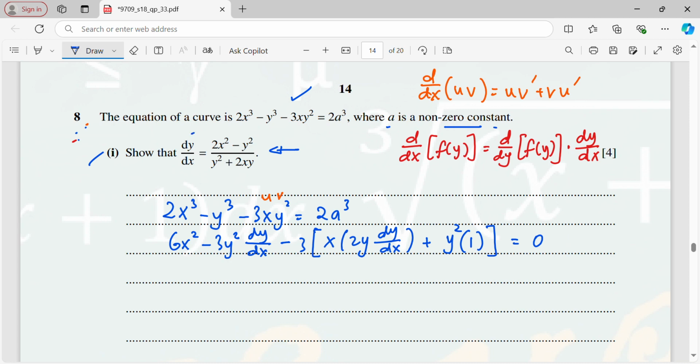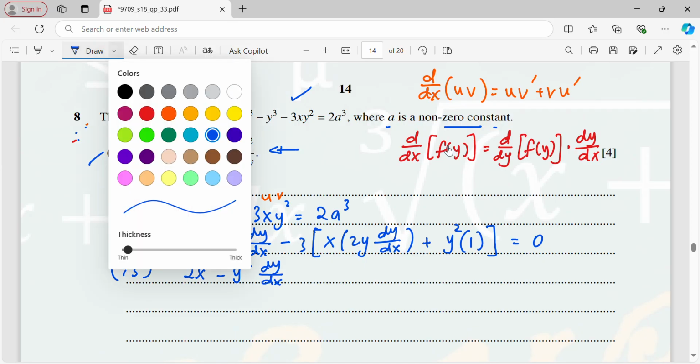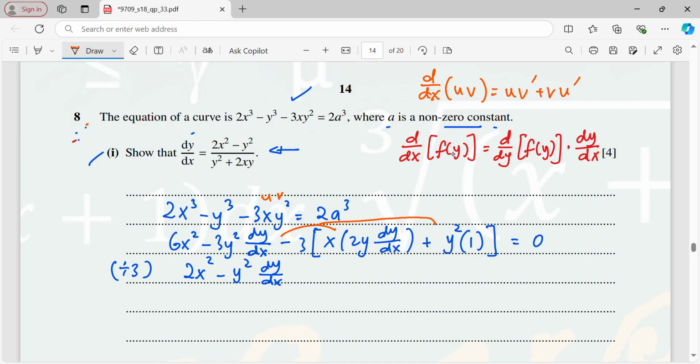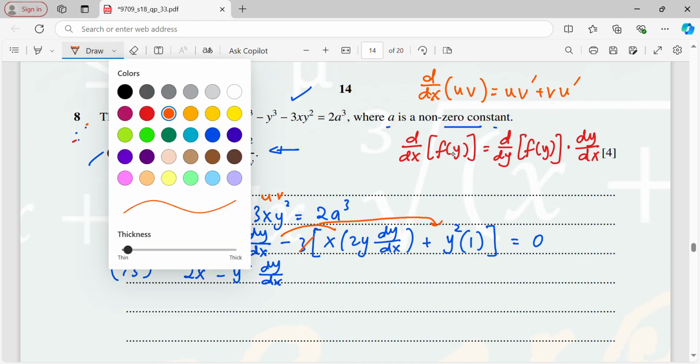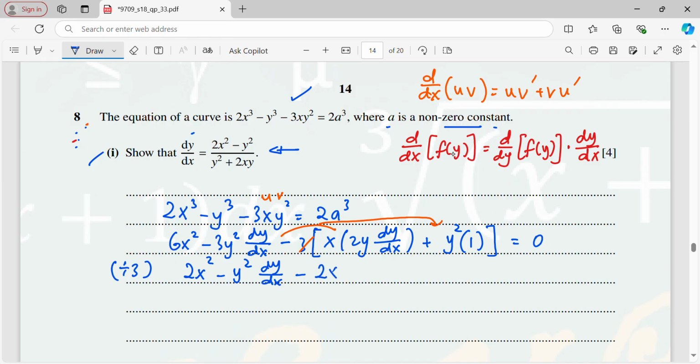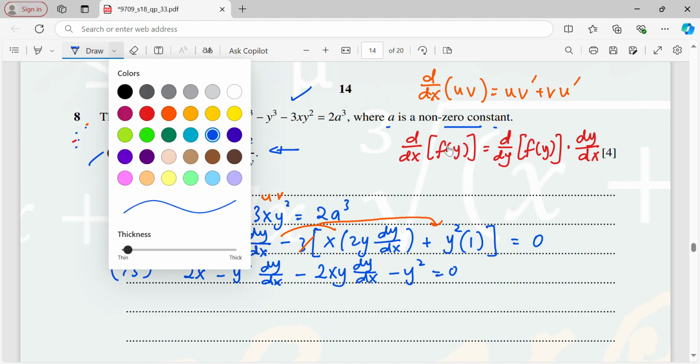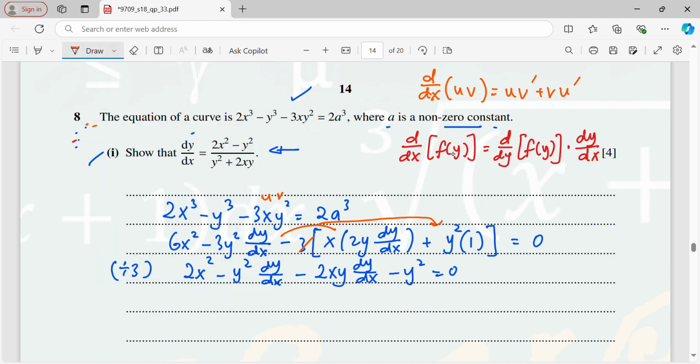So now to get the dy dx, firstly I will divide the whole equation by 3. Then you will be getting 2x squared minus y squared dy dx. Then this minus will be brought into the bracket, and this 3 will be cancelled off. That means I will be getting minus 2xy dy dx, and the minus times the y squared will be minus y squared equals 0. And now for the terms with the dy dx, I will make them positive. That means these two terms will be moved to the right side.